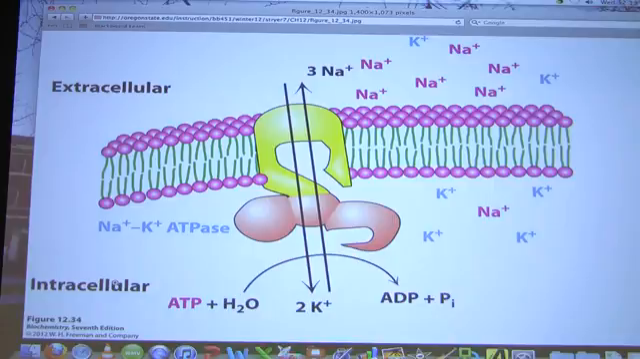Why does the cell bother with pumping? In this case, what it's doing is it's using the energy of ATP, that's shown here, to transport out of the cell 3 sodiums and to transport into the cell 2 potassiums. Why does the cell bother to do this? Well, I want to tell you the reason why the cell does that.